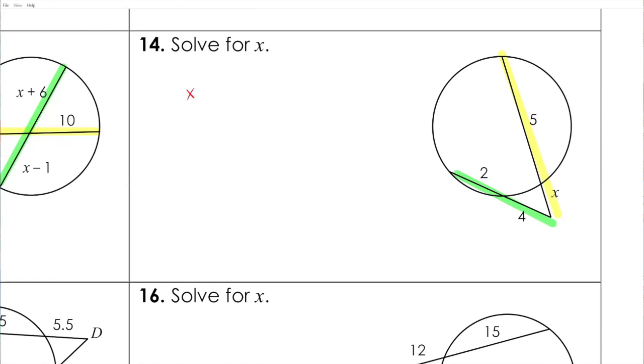So x, it's what's outside. Outside x times x plus 5 equals outside 4 times 4 plus 2.